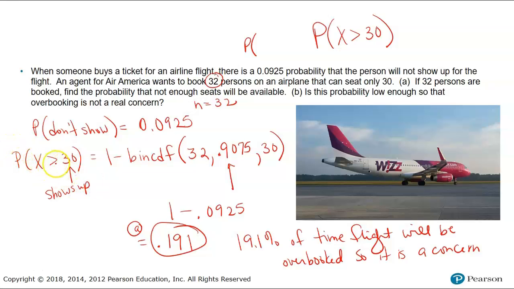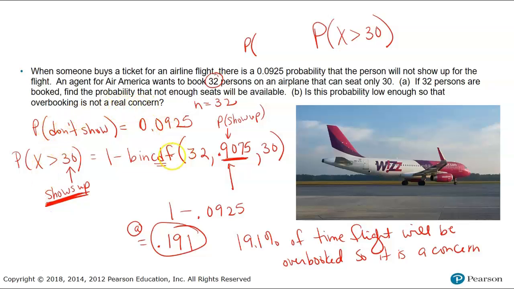Right, so it's a greater than problem, so we'll do 1 minus, so we'll do the CDF. Our n is the total number, the 32, because your x always has to be less than or equal to your n. So your n will be the larger of the numbers. Here, we need the probability that they show up, because this number has to be the probability for the ones that show up.